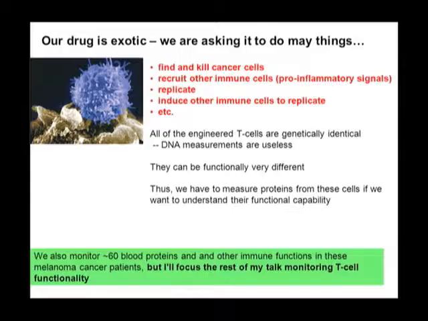And all of the engineered T cells here are genetically identical because we made them that way, and so DNA measurements are useless, but they can function very, very differently. So that's the difference between proteins and the genome. And thus we have to measure proteins from these cells if we want to understand their functional capacity.